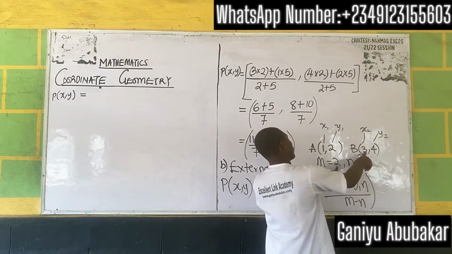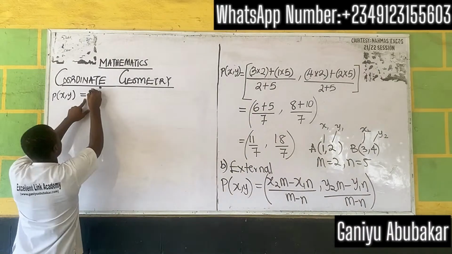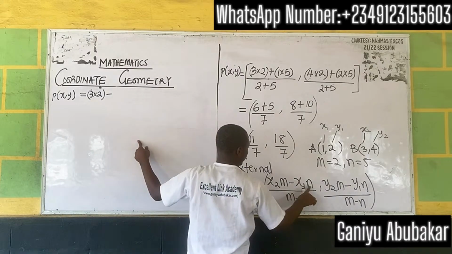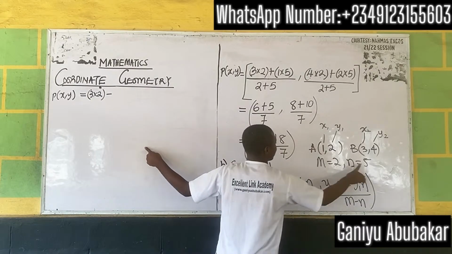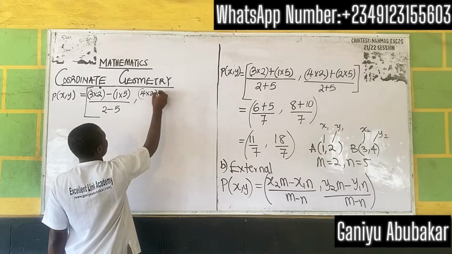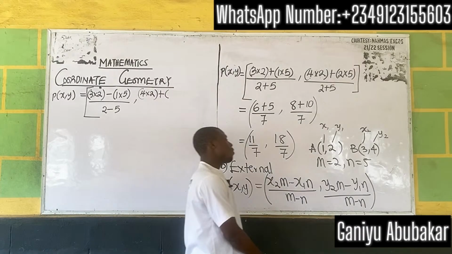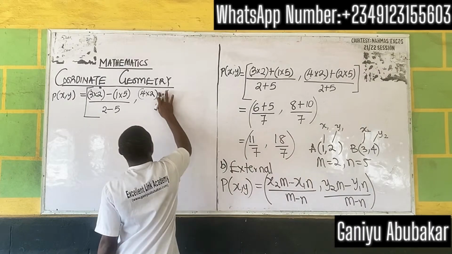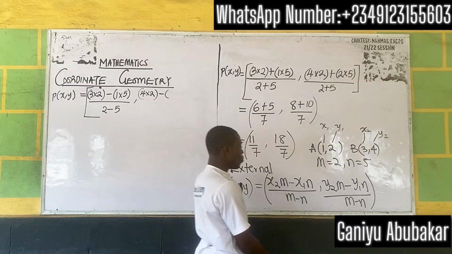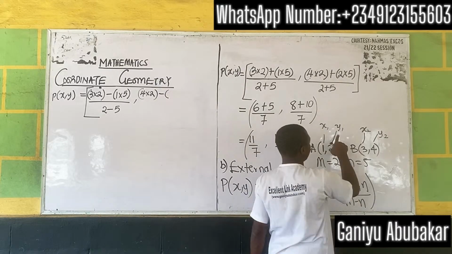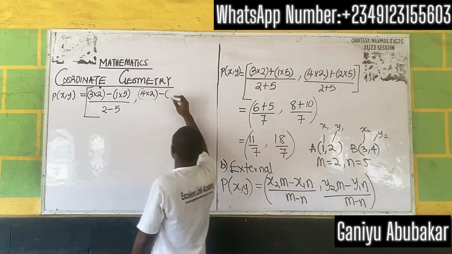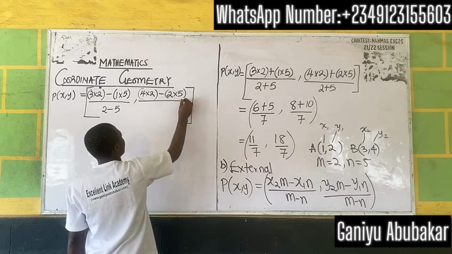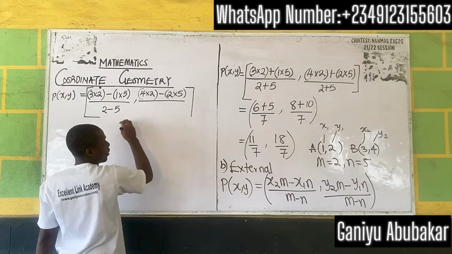What's x2m? x2 is 3, m is 2. That gives you 3 times 2, minus x1n. So x1 is 1, n is 5. That gives you 1 times 5, minus y1n. So y1 is 2 times n is 5, that gives you 2 times 5, all over m minus n, that's 2 minus 5.